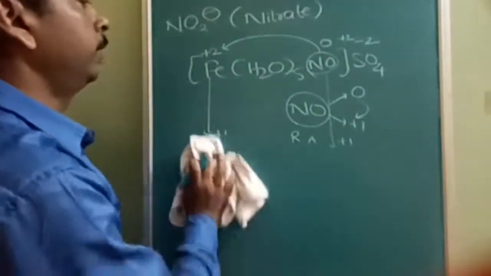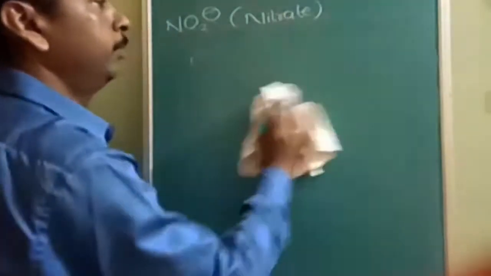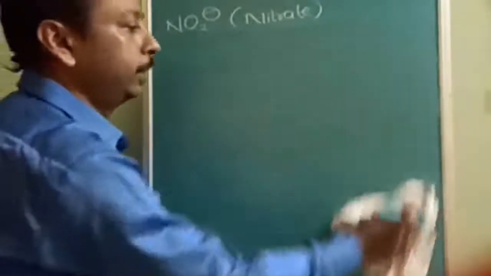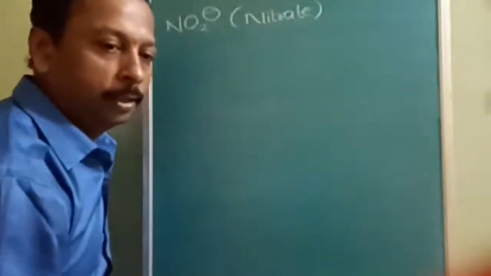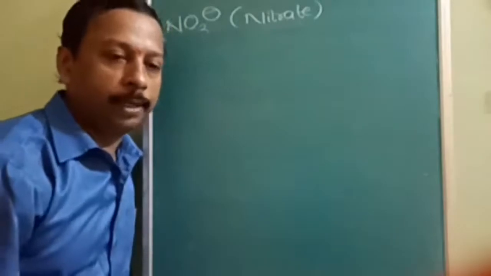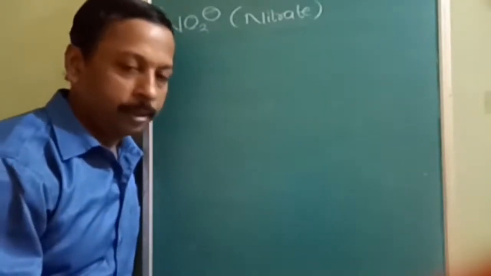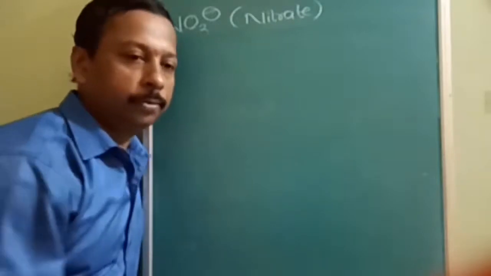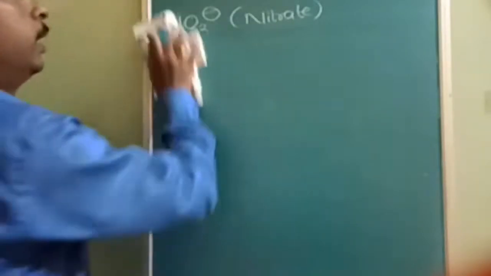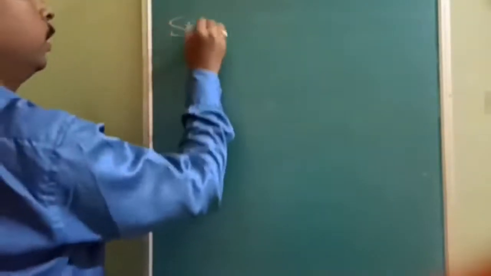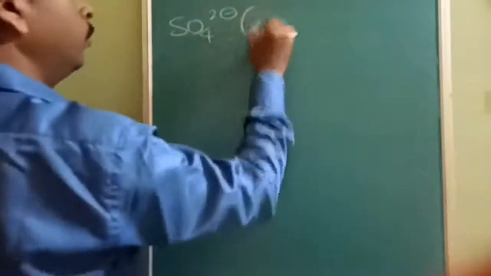I think everybody noted. At least before going to the examination, everybody should be aware of the formula of the brown ring complex, and the oxidation number before and after. Okay, is it understood? So we are left with only one more acidic radical, and that is none other than sulfate, SO4 2 minus.